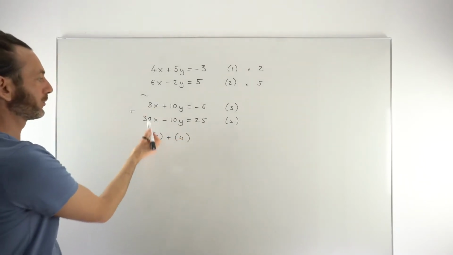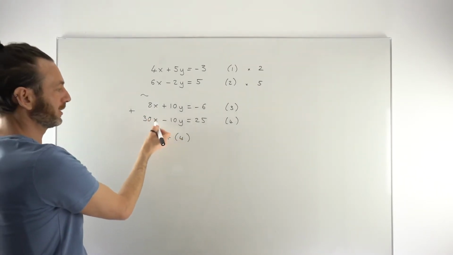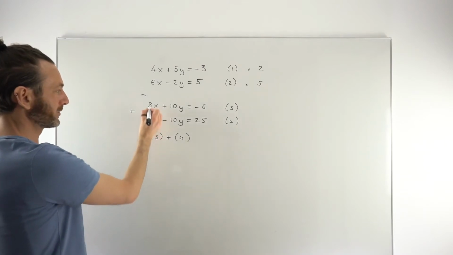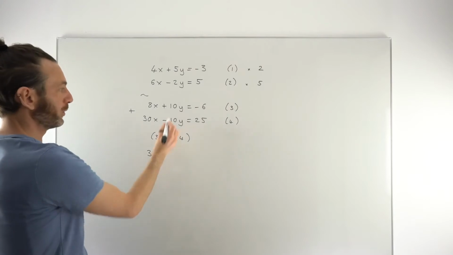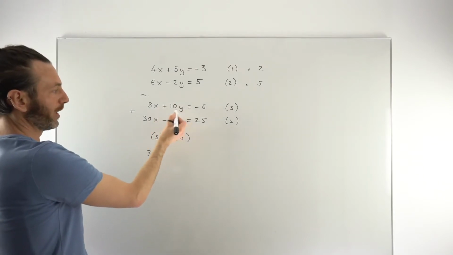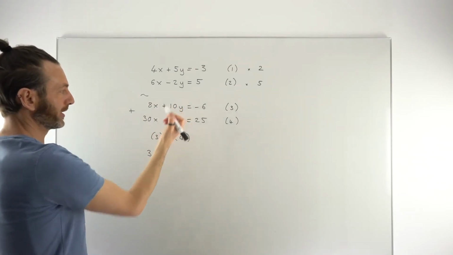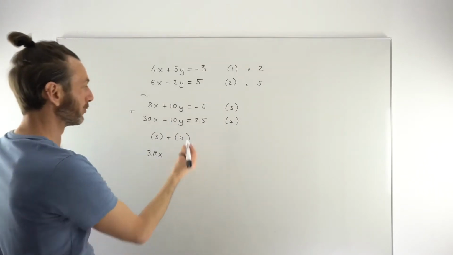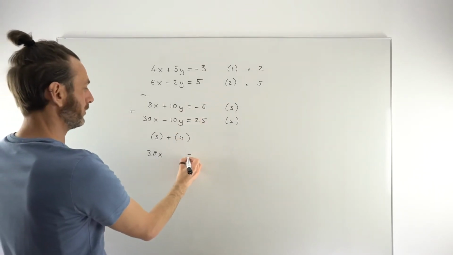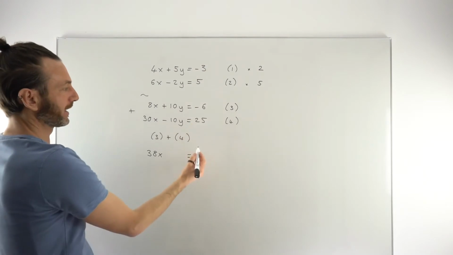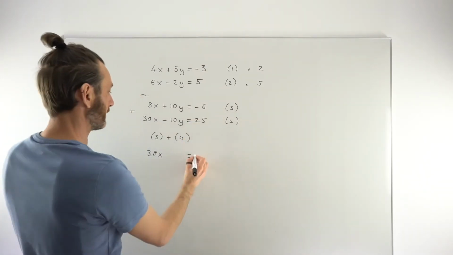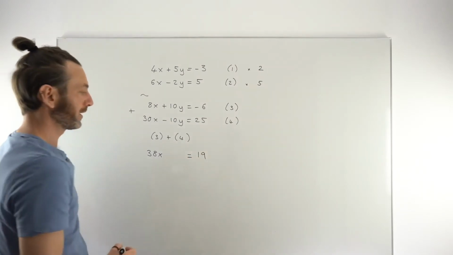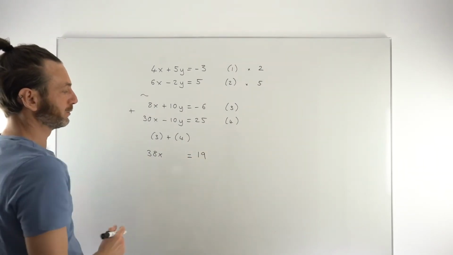Working in the column, 8x plus 30x, adding those together is going to give us 38x. When you add these together, 10y plus minus 10y, well that's just 10y minus 10y, that's 0. So they eliminate, and then just pulling down our equals, adding these together, negative 6 plus 25, that's just 25 minus 6, and that's 19. Okay, so we've got it down to 38x equals 19.